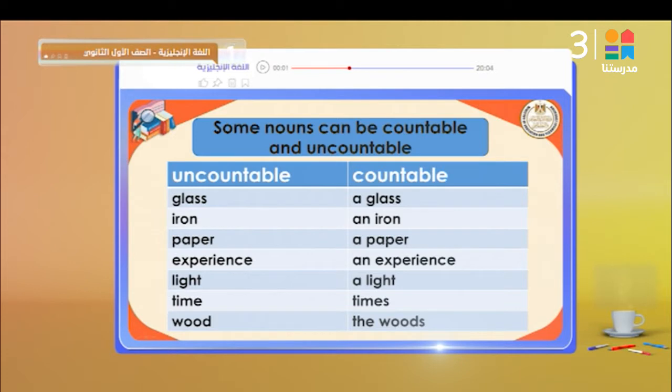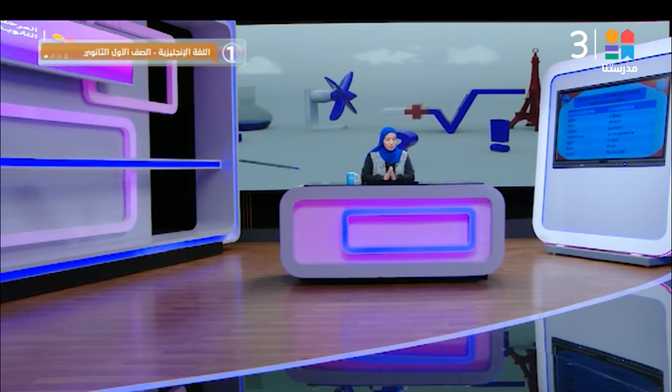Again, the word wood, if it is a material, it is uncountable. So we can say the chair is made of wood. But when it is woods, it means the forest. When we say the woods, we mean the forest. Okay?